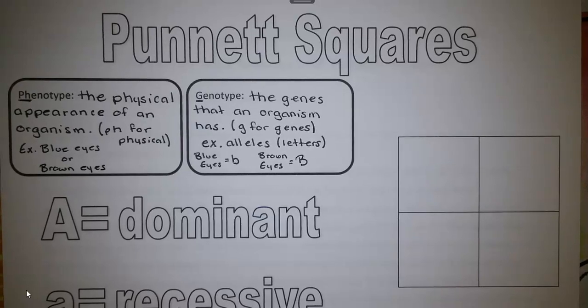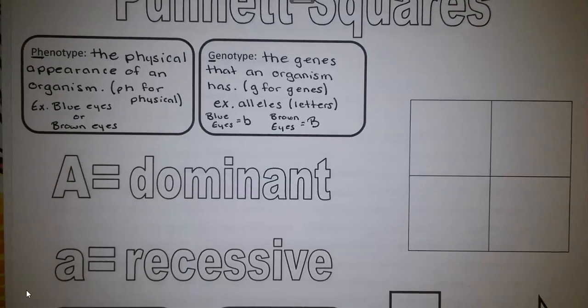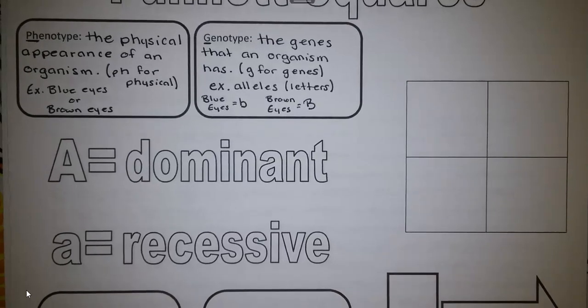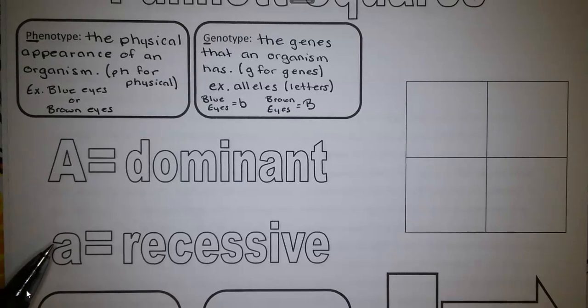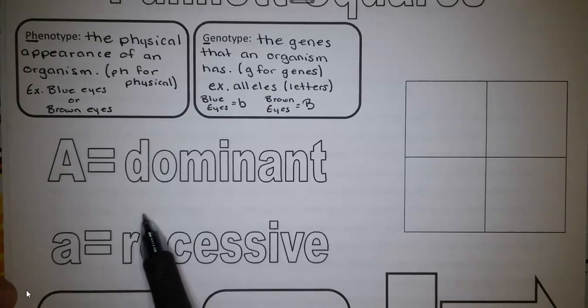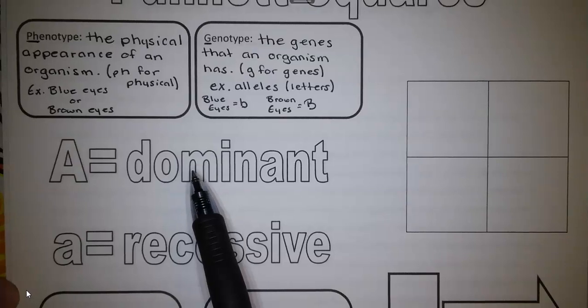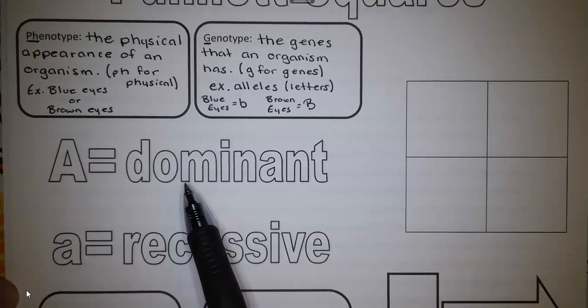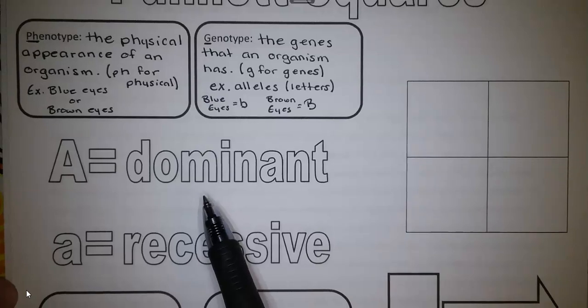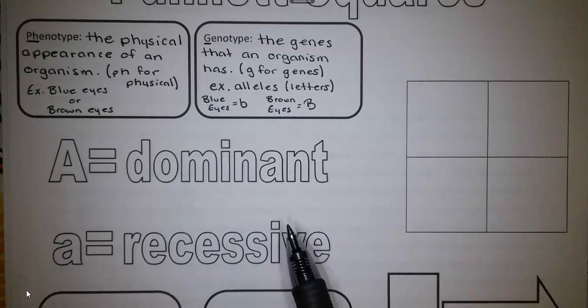Now, we talked about these alleles being either dominant, which I have in a capital letter, or recessive, which I have in a lowercase letter. Dominant meaning that it's going to get expressed, right? Recessive, it's not going to get expressed. It will only be expressed, or will not be covered up, if this dominant allele is not there. Okay, so I'm going to show you what I mean by this.